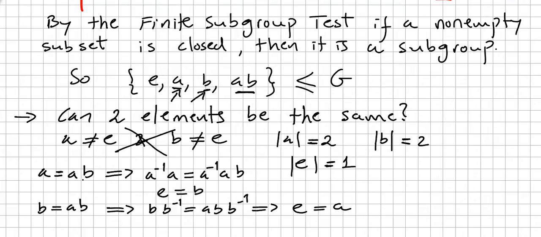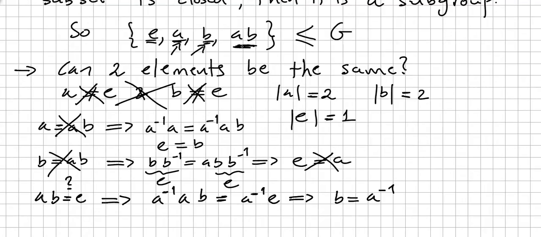If A equals AB, this is an abelian group, so you multiply by the left inverse, okay, and you get the identity equals B. And we saw here that that's not possible. B is not the identity. So A cannot be equal to AB. And what if B equals AB? Okay, if B equals AB, this is an abelian group, so you right multiply, and then you get your identity here, and here you get your identity too. So E equals A, so A would be the identity. We saw here that A cannot be the identity, so here B cannot be equal to AB. So A cannot be the identity, B cannot be the identity, and AB cannot be A and cannot be B. So our last problem is AB being the identity.